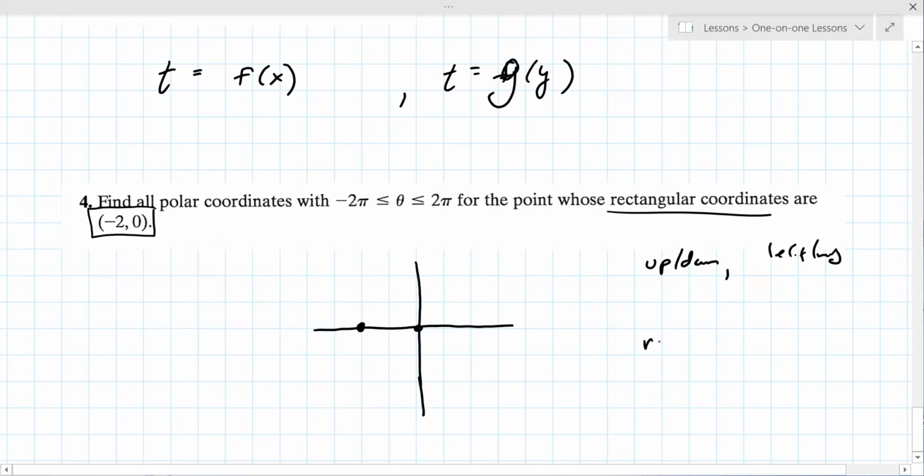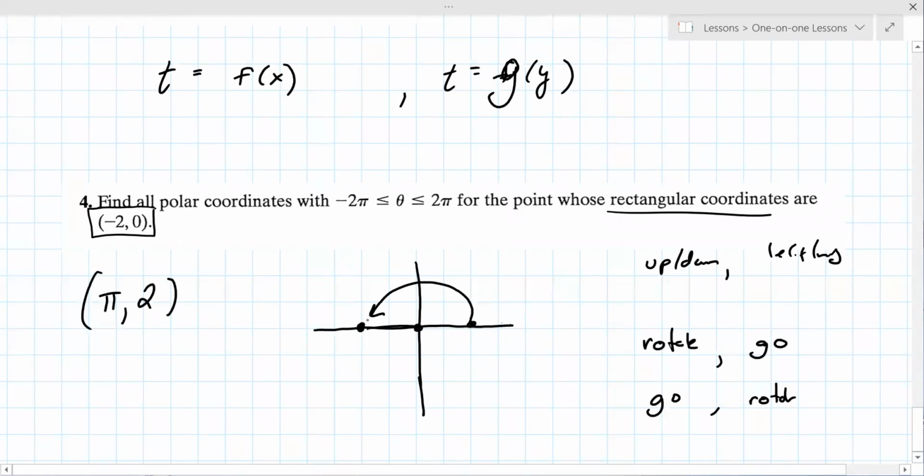Polar is you rotate and then you go. Imagine you're standing here at the origin, you spin and stop, and then you go out 2. Now there are several different ways to get to this place. When you're doing your unit circle, you always start here at the origin. So the first way you can get there is to go 180 degrees, or pi, comma 2. The pi gets you to rotate so that you're pointing left.